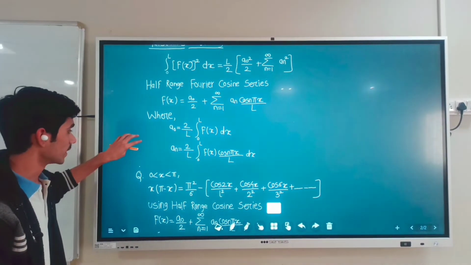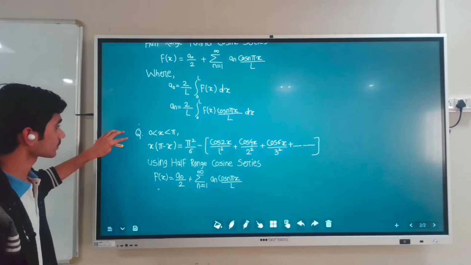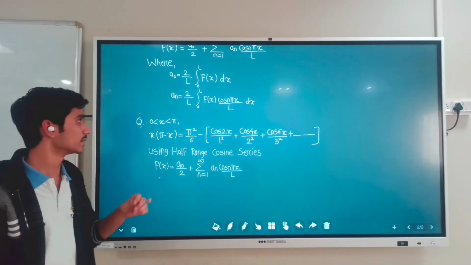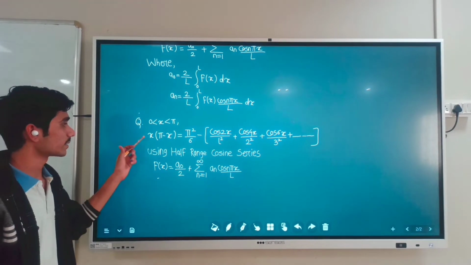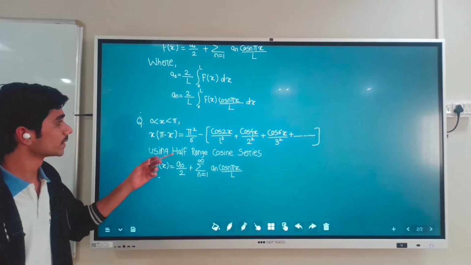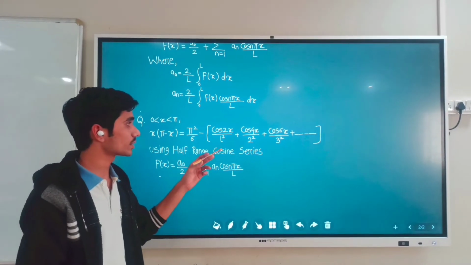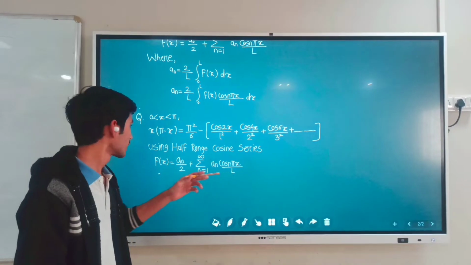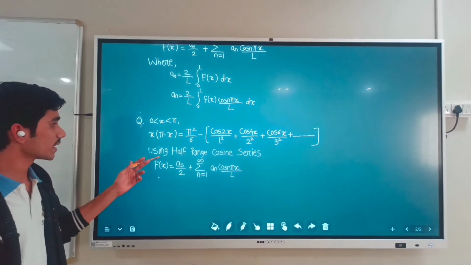So here we are with our sample question. The question given is: for x lying between 0 to pi, x times pi minus x equals pi squared upon 6 minus cos 2x upon 2 squared plus cos 4x upon 2 squared plus cos 6x upon 3 squared, and so on. We will find it using the half-range cosine series.